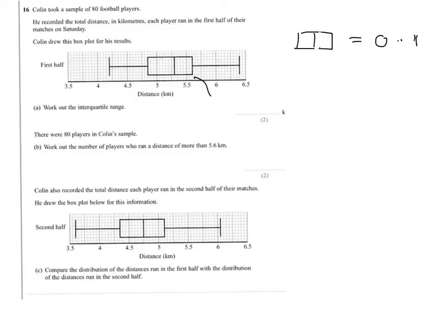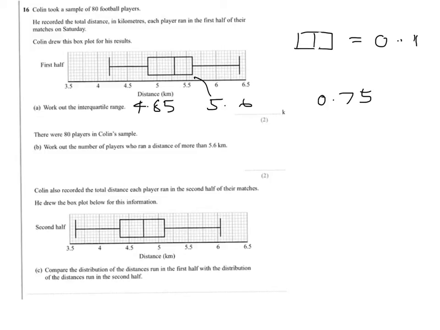So 2 squares for 0.1. So we can see then that the upper quartile is 5.5 and then 2 more squares, that's 5.6. Now the lower quartile is 3 squares below the 5, so that's going to be 4.85. And the difference between those two numbers is the interquartile range, and that's going to be 0.75. And that's your first 2 marks in this question.